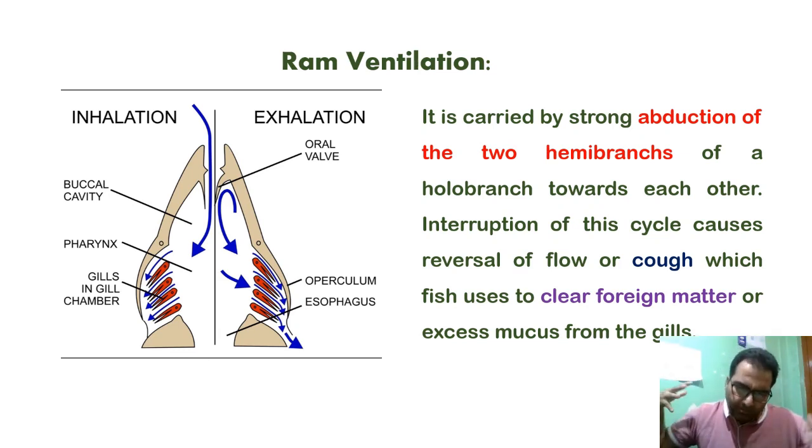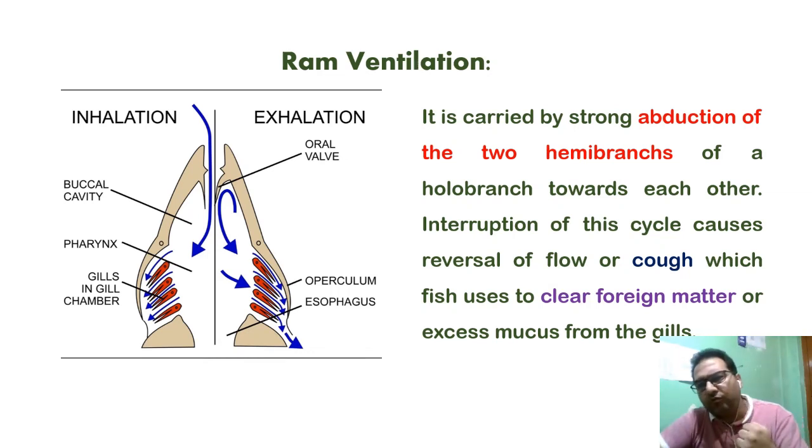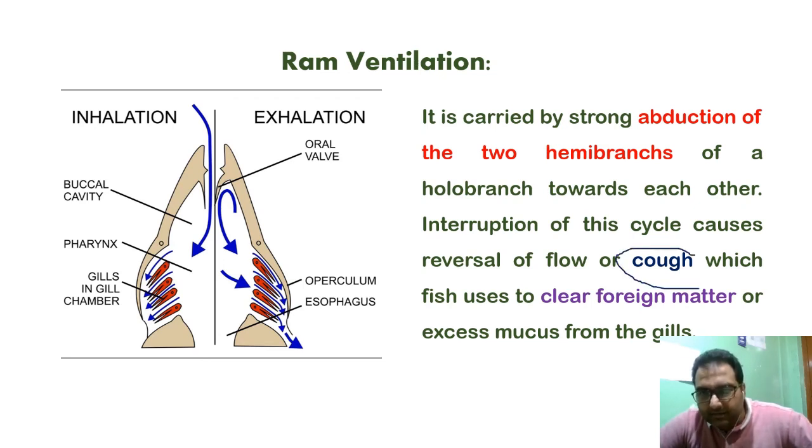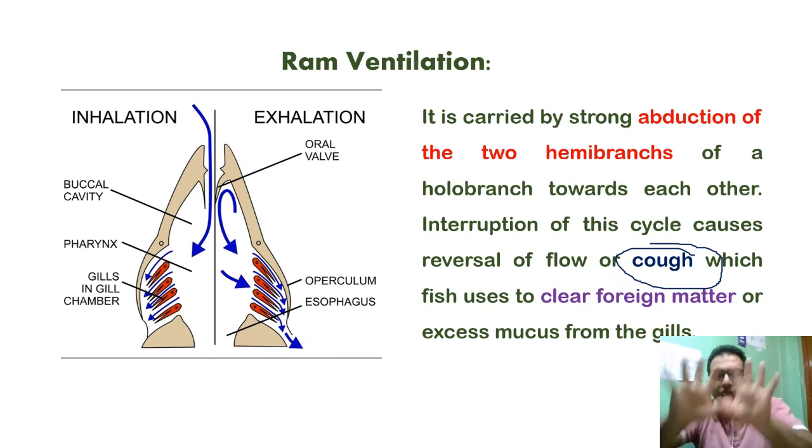Whereas in the case of sharks, they move fast and they can gulp the water forcefully, but sluggish fishes cannot forcefully gulp the water because they are slow moving, and hence here the spiracle plays a role. Now another important thing is that when there is an interruption in this ram ventilation, there occurs a cough. So cough is the reverse of ventilation. Ventilation is the sucking of the water, whereas cough is pushing the water out.